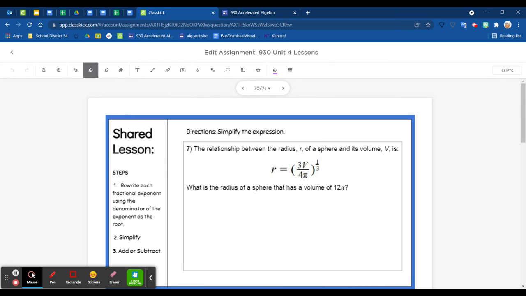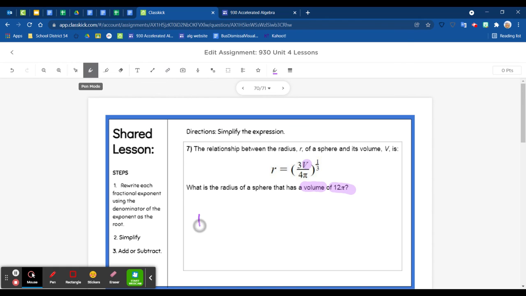Okay, we have one more special kind of problem here. It says that the relationship between the radius, r, of a sphere and its volume, v, is r equal to 3v over 4 pi to the power of 1/3. What is the radius of a sphere that has a volume of 12 pi? Okay, this seems like a very complex problem, but really all we're going to do is replace the volume, the letter v, with 12 pi, and we're going to simplify the most that we absolutely can.